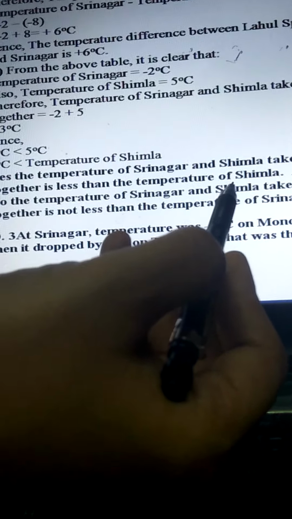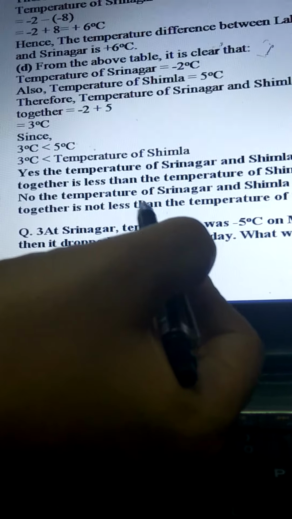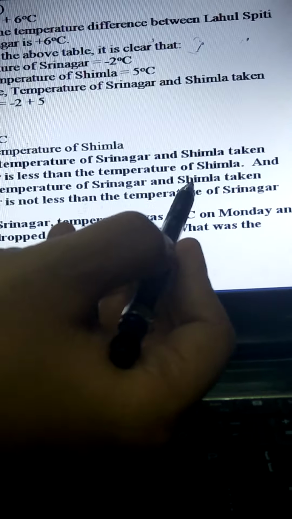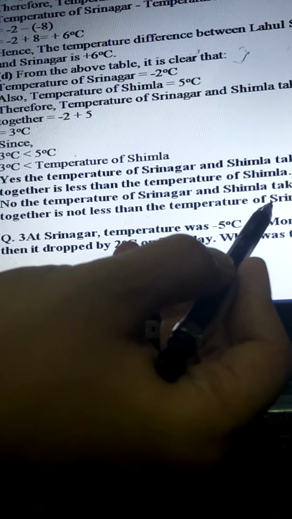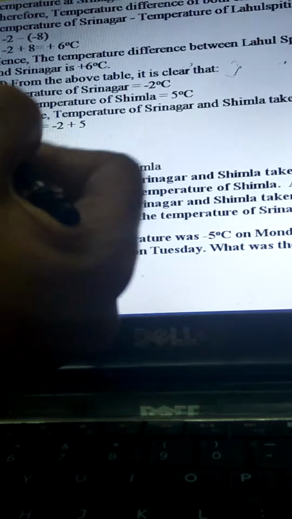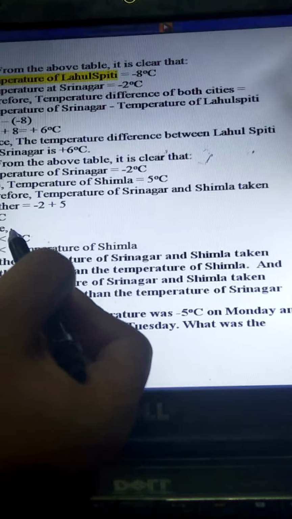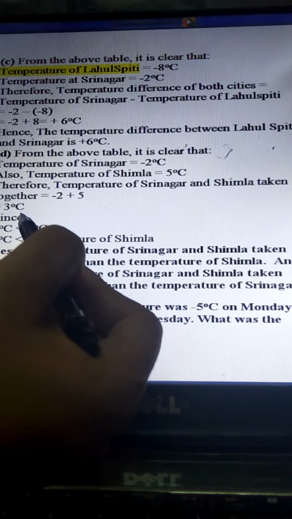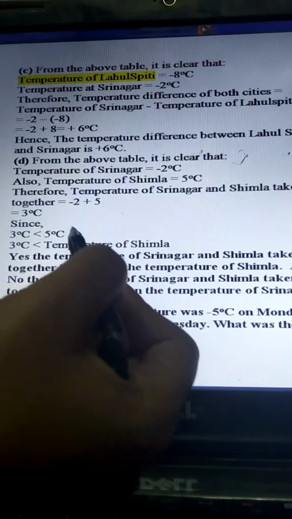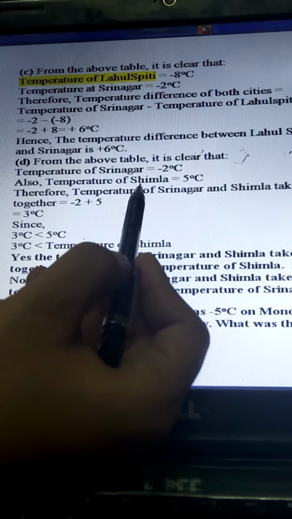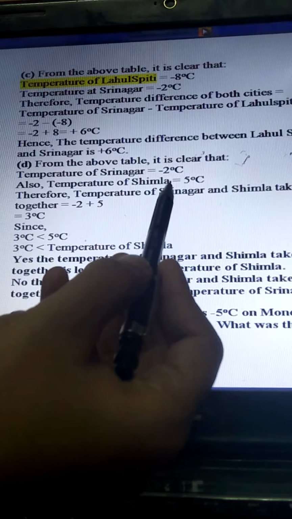And now next, is it also less than the temperature of Srinagar? No, the temperature of Srinagar and Shimla taken together is not less than the temperature of Srinagar, because the temperature of Srinagar is minus 2 degrees Celsius, and if we take both the temperatures together, it is 3 degrees Celsius. So 3 degrees Celsius is greater than the temperature of Srinagar. So the temperature of Shimla and Srinagar taken together is greater than the temperature of Srinagar.